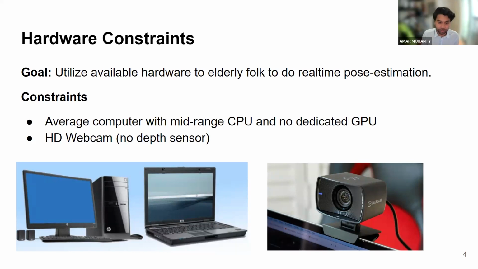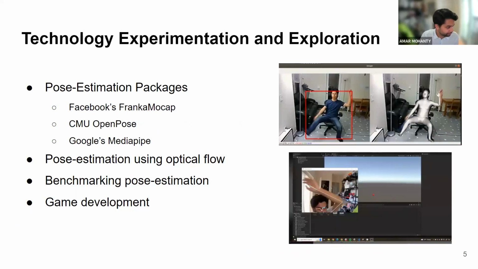After more research on pose estimation on low-powered computers, we found a package known as Mediapipe, which offered good real-time performance on low-powered computers. However, its accuracy wasn't as great. We also researched how to benchmark the pose estimation and worked on connecting the pose estimation algorithms to the Unity game engine, which is shown right here at the bottom right corner.